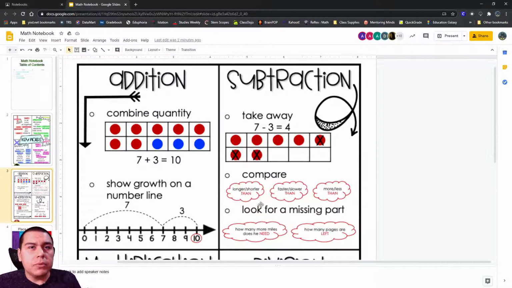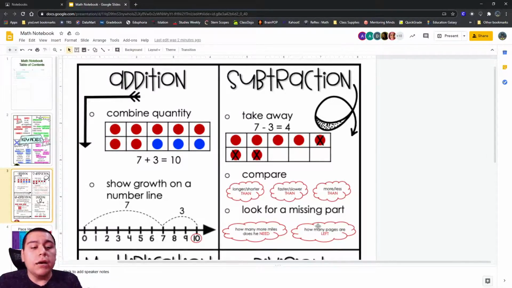And they give us examples. Is this longer than or shorter than? Is it faster or slower than? Or is it more or less than? And again, look at that word. Than, than, than. So if they're comparing, that's another reason to subtract. The last reason why we subtract is we're looking for a missing part.